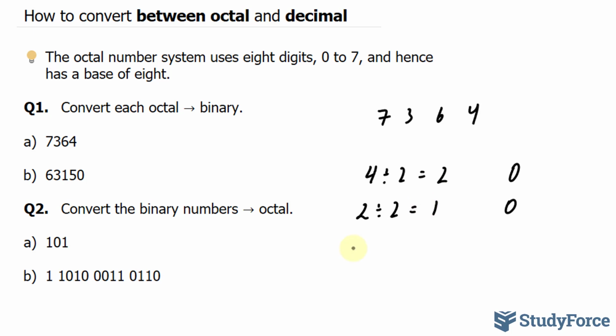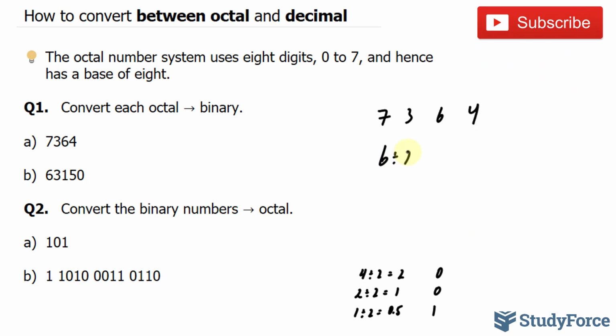So let's go ahead and do it once more. 1 divided by 2 gives us 0.5. To reach 0.5, you'll need a remainder, so that's 1. Therefore, the octal number 4 is read as 100. You always read it upwards. Let's move on to 6.